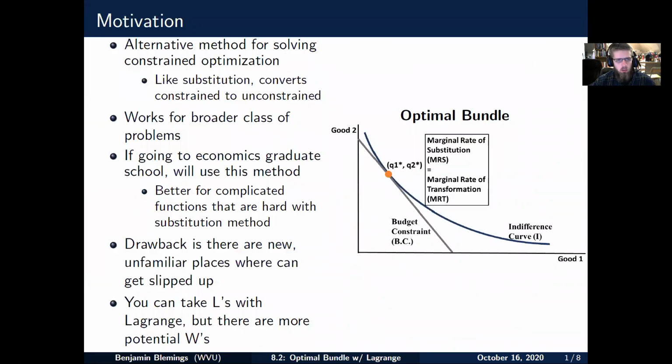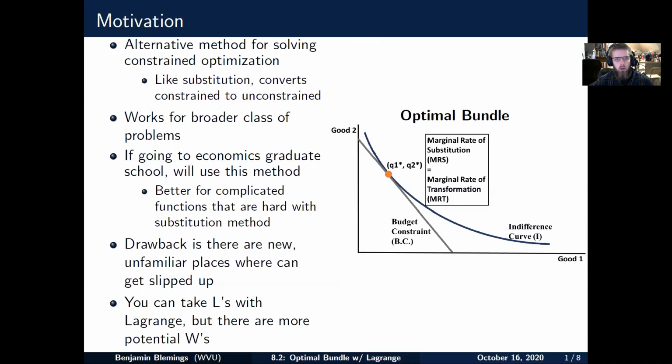The motivation for this is there are actually multiple ways of solving the constrained optimization problems or utility maximization problems that we've worked on so far. Just like substitution, it's going to convert a constrained optimization problem to an unconstrained problem, so we can use those methods. And this works for a broader class of problems. So if you have a really hard problem, it might be worth looking at how Lagrange applies to it.